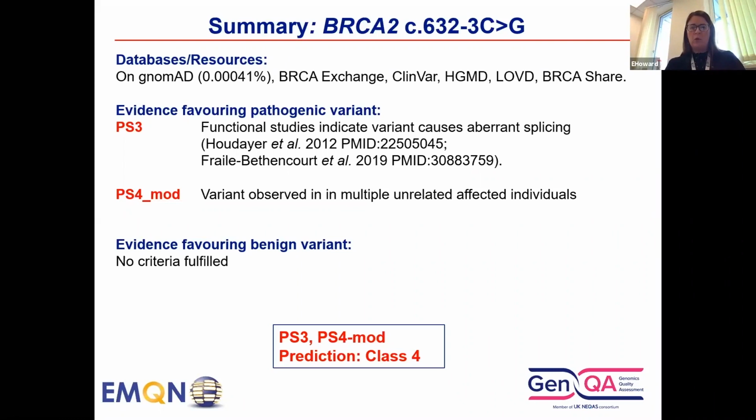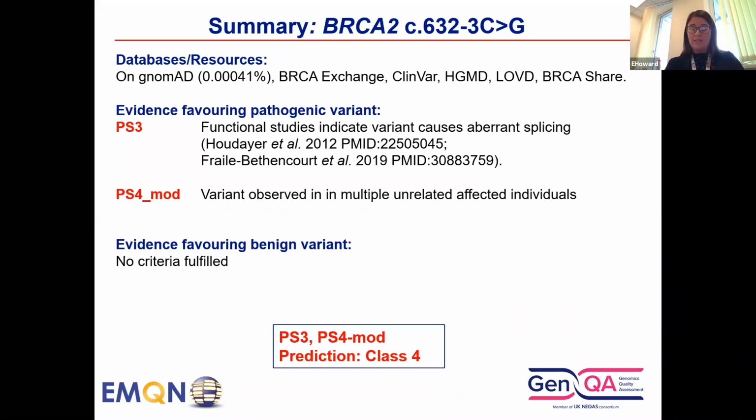One thing with the functional work is that they need to be reproducible and robust. So when you're looking into them, it's important to read the detail. And so the Hu et al. paper in 2012 is a very credible paper, and it did show that this variant caused aberrant splicing. And also this was backed up by a second functional assay in the Fraile-Bethencourt paper in 2019.